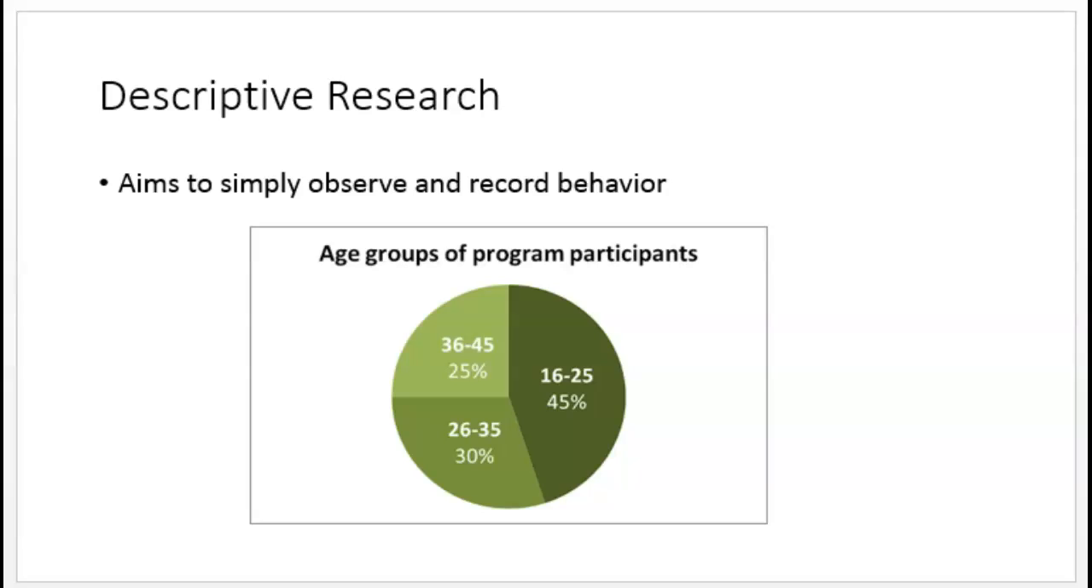So, for example, if you're just saying, okay, in this group of participants, 25% were aged 36 to 45, 30% were aged 26 to 35, and 45% were 16 to 25. That's all you're saying. You're just describing what's there. You're not trying to explain why there's that particular makeup. So it's just descriptive, and this is generally very early research where you're just trying to get a lay of the land.